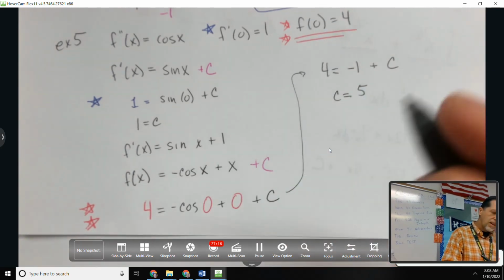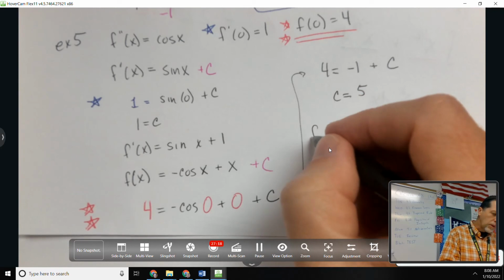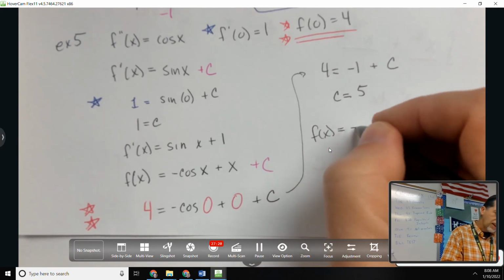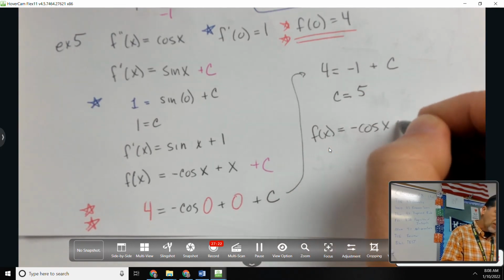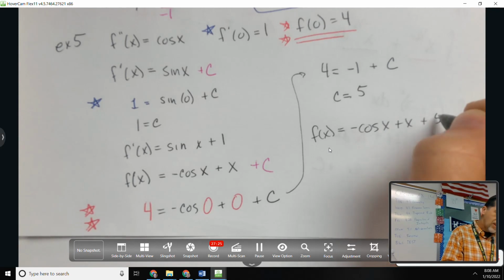Not really done yet. I need to rewrite my final answer here. F of x, negative cosine of x plus 5.